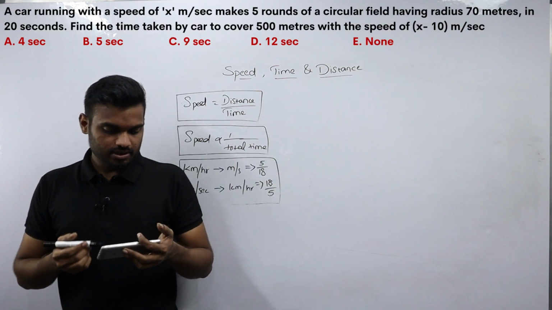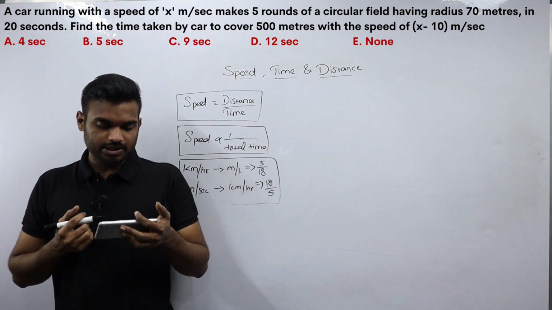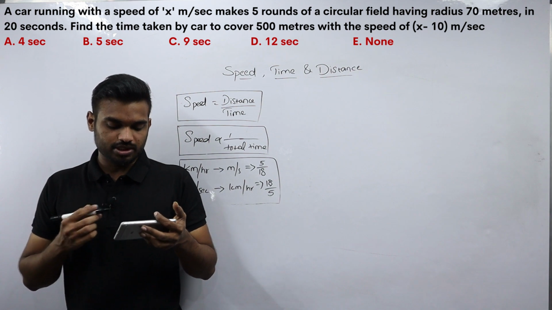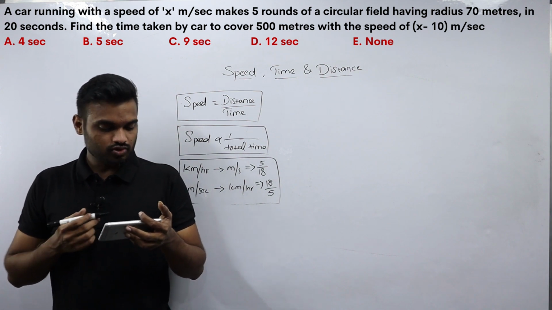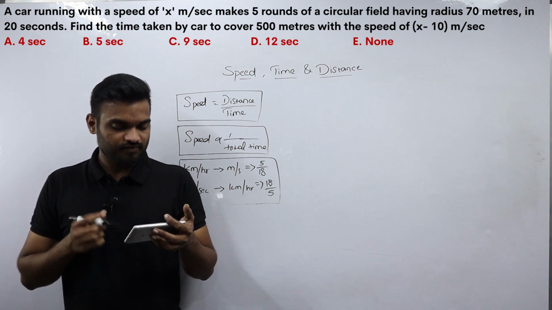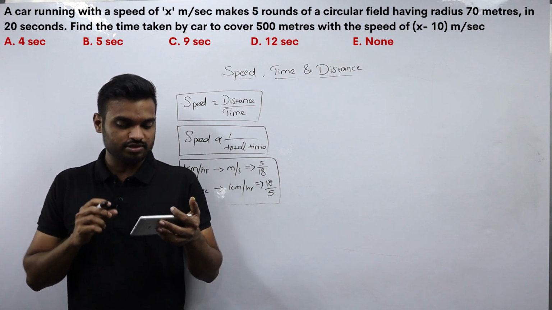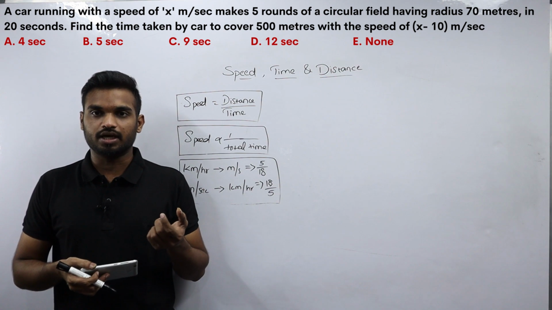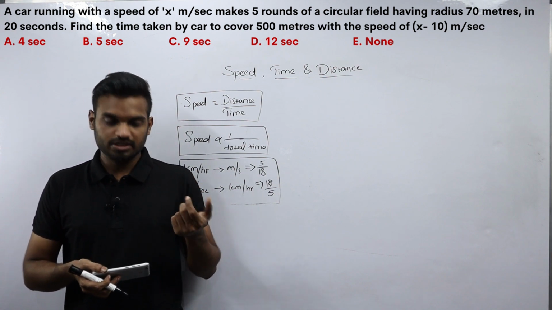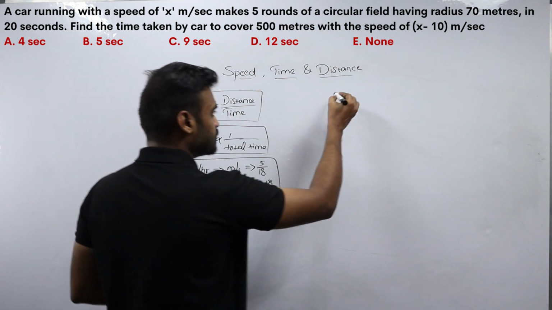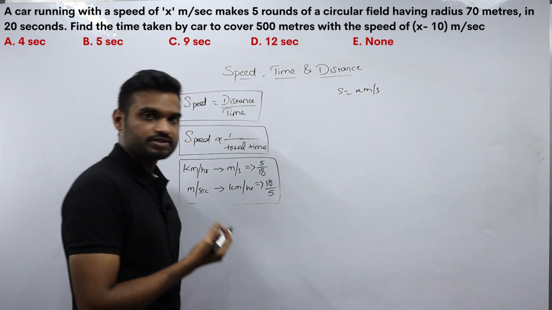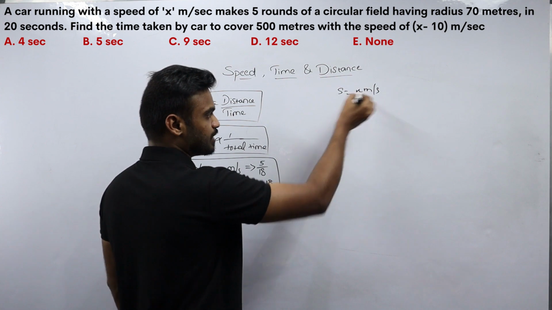They are saying that a car running with a speed of x meters per second makes 5 rounds around a circular field having radius 70 meters in 20 seconds. Find the total time taken by the car to cover a 500 meter distance with a speed of x minus 10 meters per second. So we need to find the total time taken by the car to cover the 500 meter distance. See here, they have given the speed of the car as x meters per second. Here we don't know the exact speed, but they have given x meters per second.